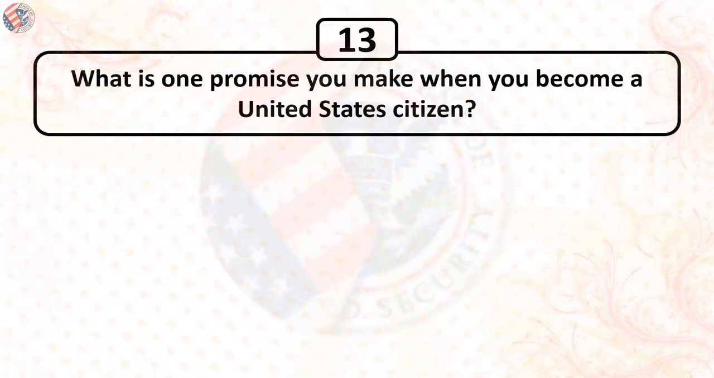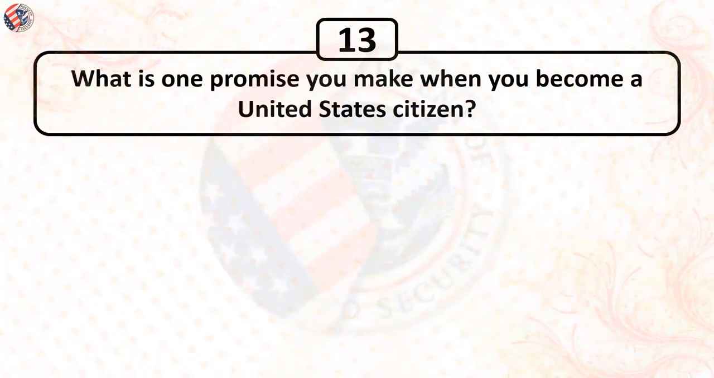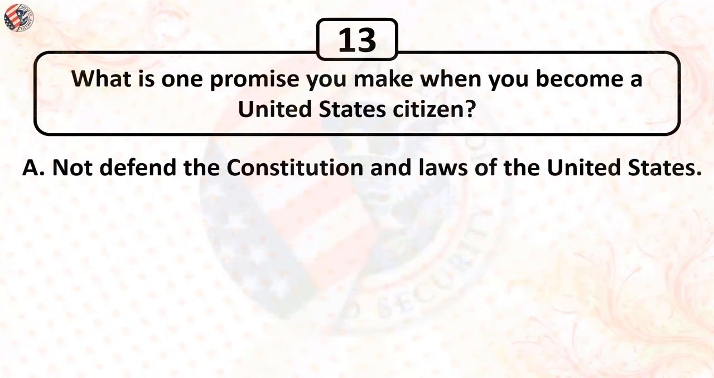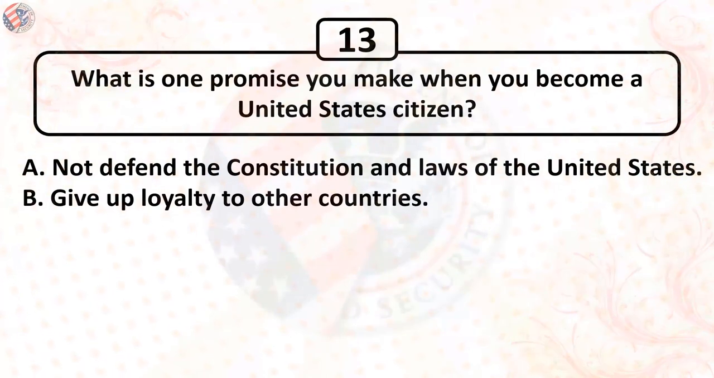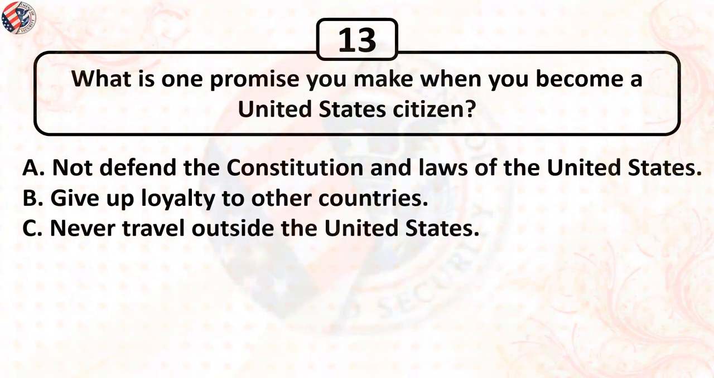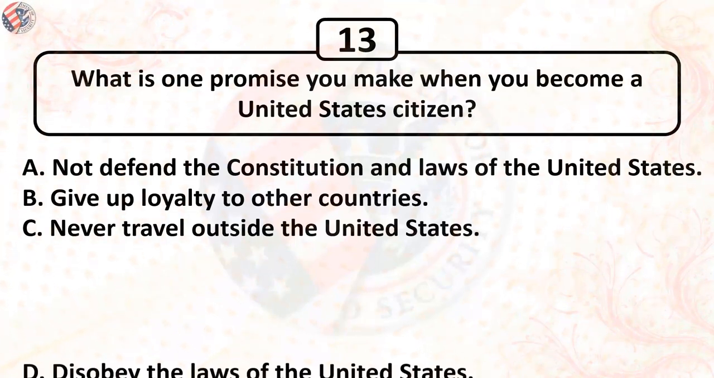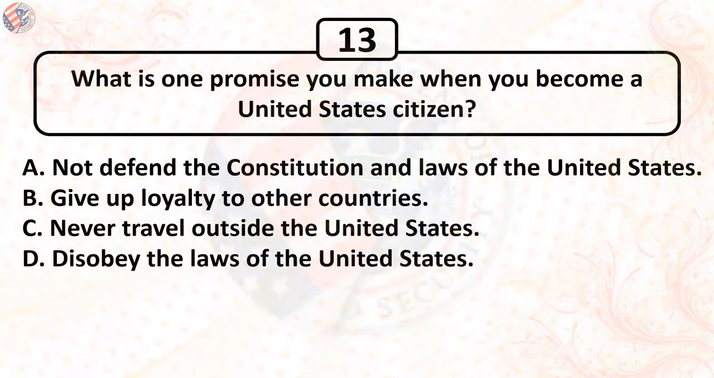What is one promise you make when you become a United States citizen? A. Not defend the Constitution and laws of the United States. B. Give up loyalty to other countries. C. Never travel outside the United States. D. Disobey the laws of the United States.